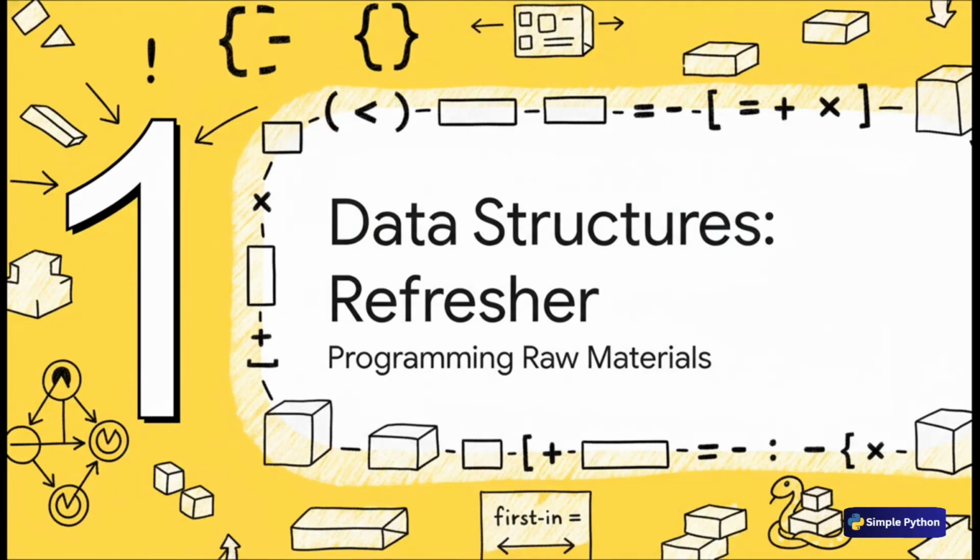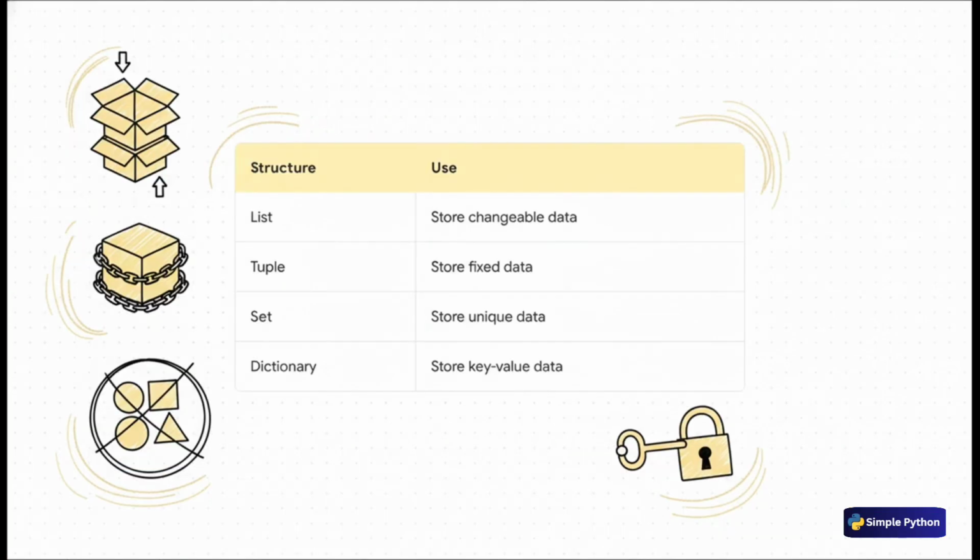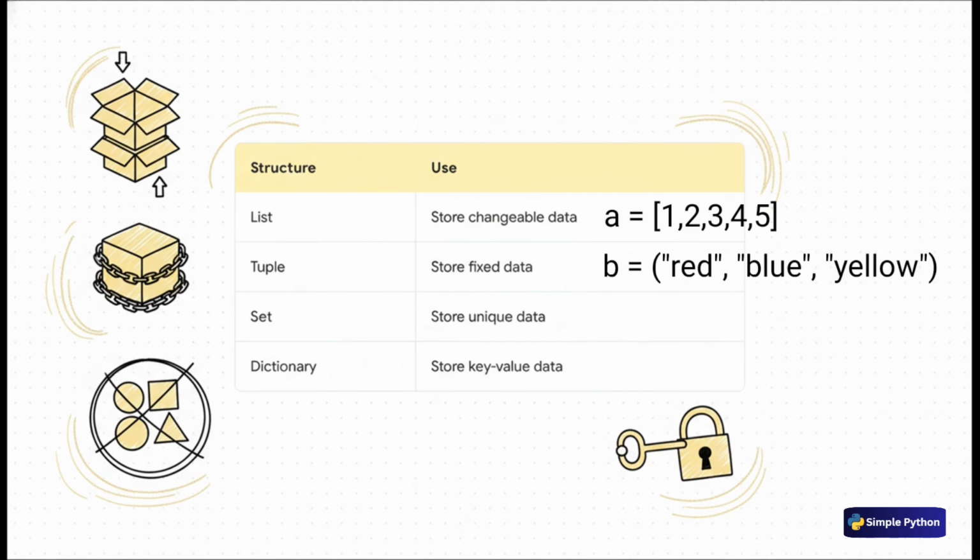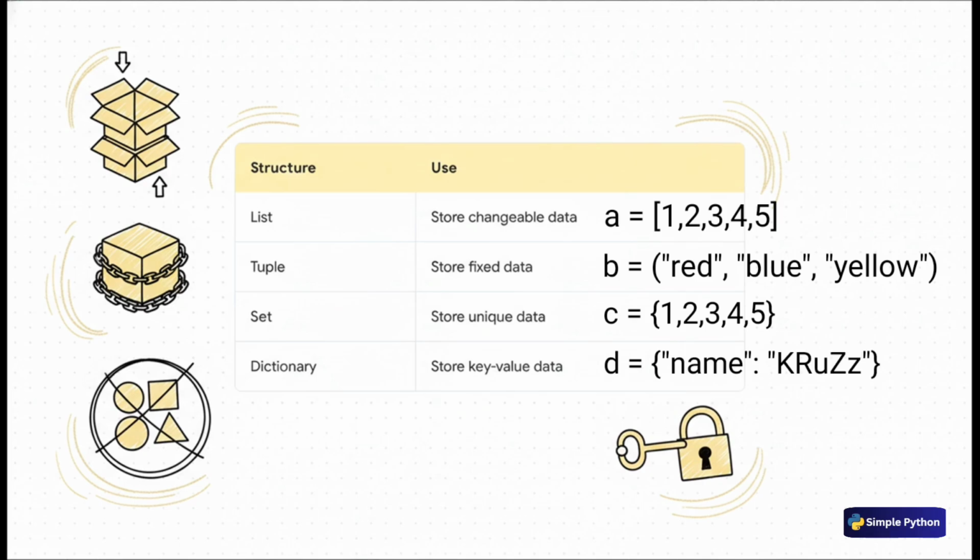All right, first things first, let's do a quick refresher on the tools we already have in our programming toolbox. Think of these as the raw materials, the fundamental building blocks we're going to be using today. You remember these, right? Lists are for your everyday, changeable, ordered stuff. Tuples are their cousins. Fixed, you can't change them. Sets are all about uniqueness, no duplicates allowed. And of course, dictionaries for those super useful key-value pairs. Just keep these basic jobs in mind because we're about to use them.